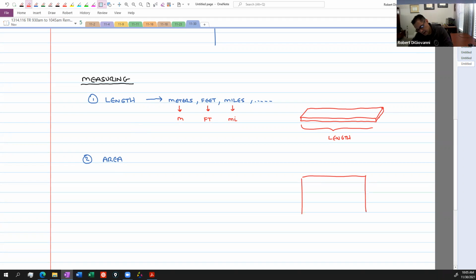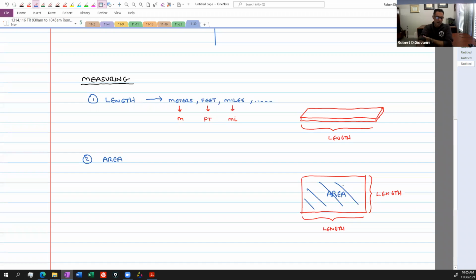Let's just take a rectangle. Of course we can measure how long this is. That would be the length. But if we look at this side, we can measure that length, right? Whatever that length is also. Each side would have a length. And the area is a measurement of how much space is in here. That's your area.